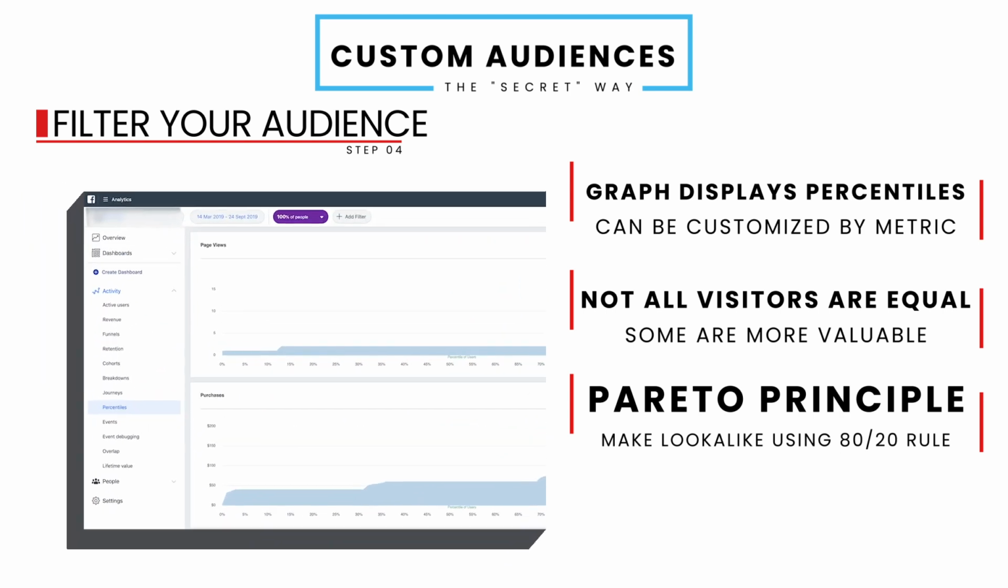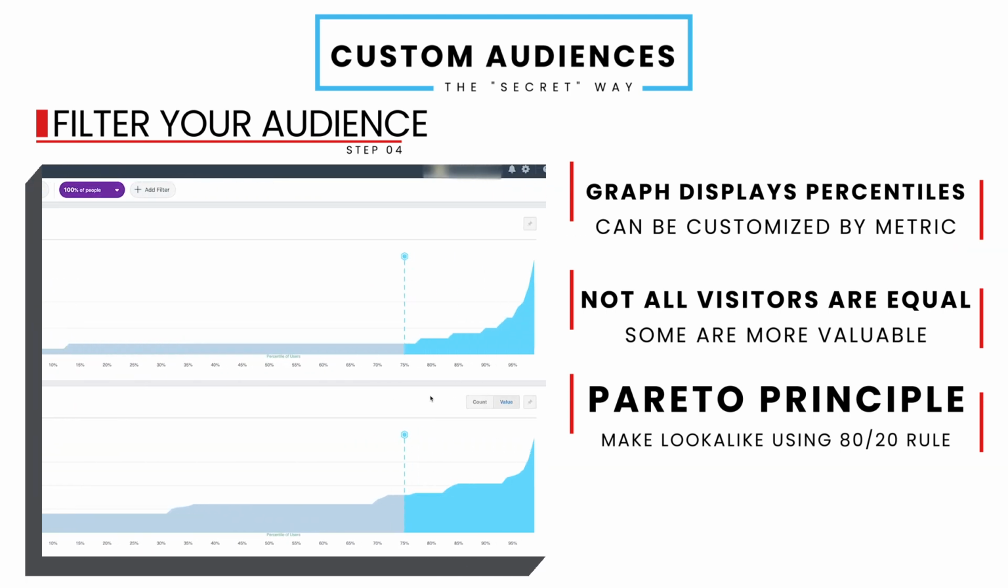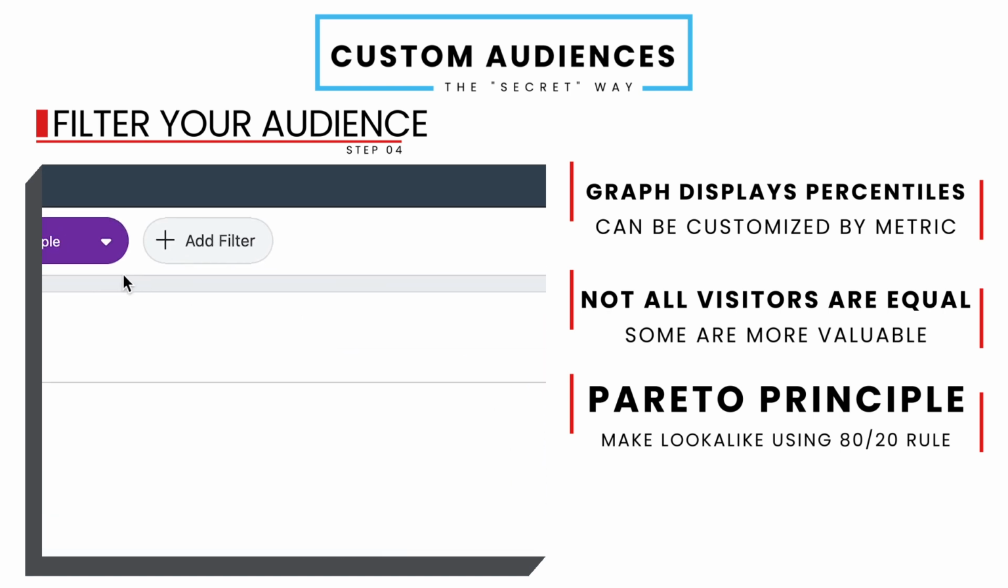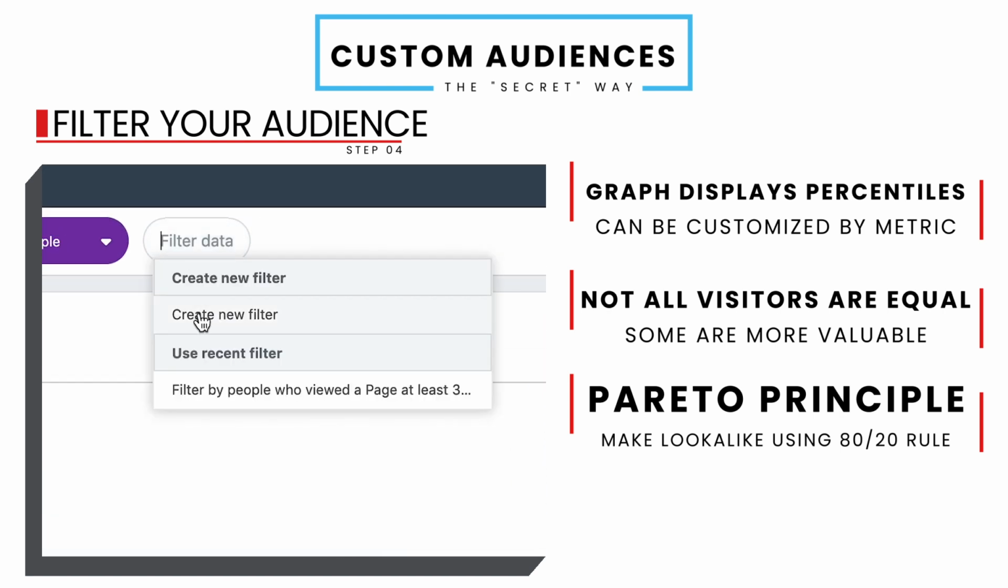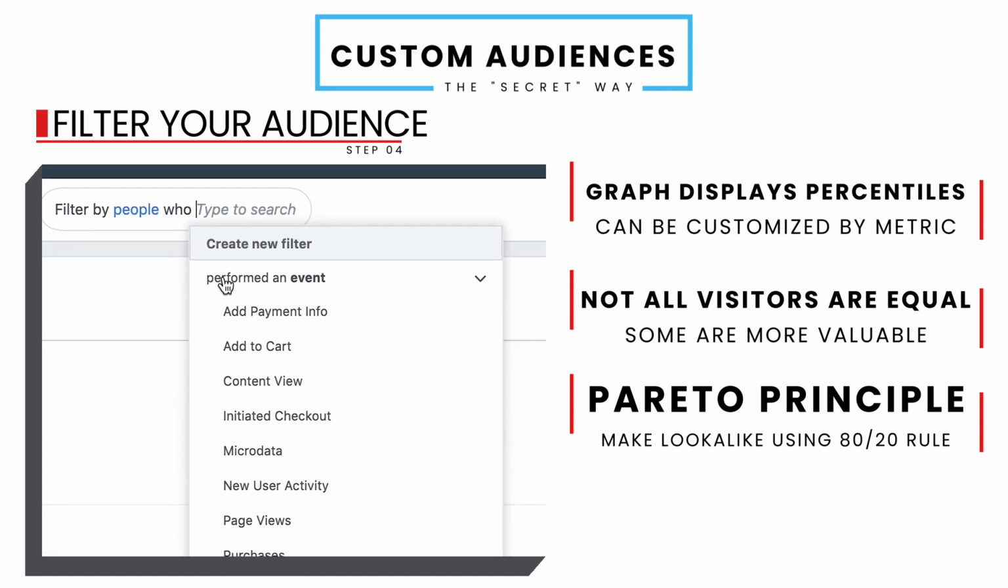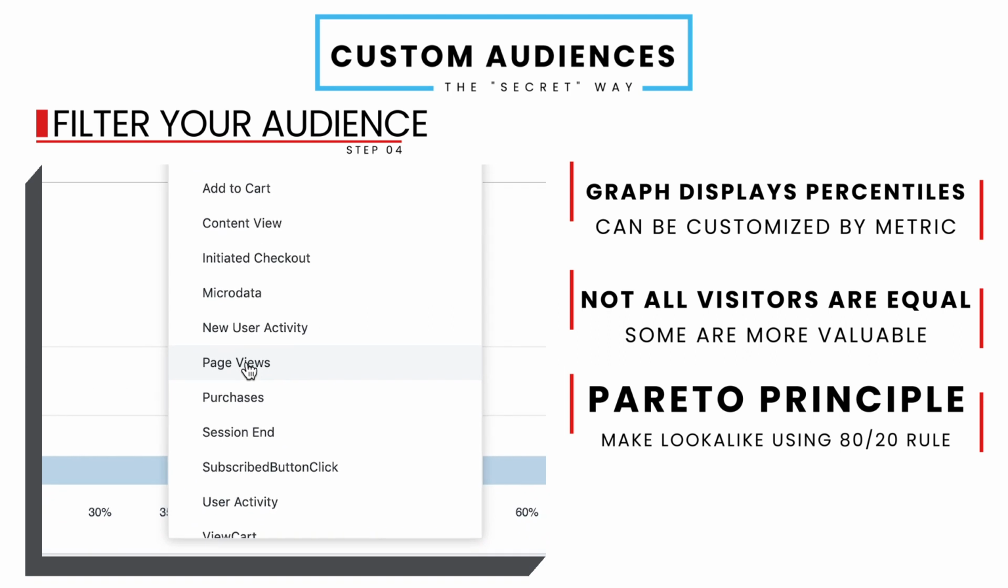To start, make sure you're looking at the same screen as me. Next, take a look at how many page views the top 20% of your audience looked at. In this case, the top 20% of visitors triggered 3 page view events. Take this information and apply a filter up here to only select those people. Start with a new filter. We want people who triggered page views, so click on people who performed an event, then select page view.